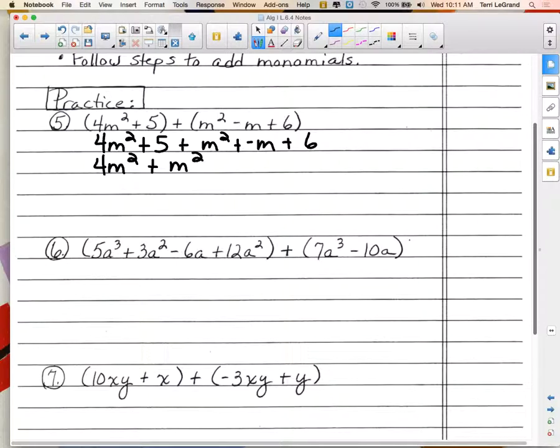What would be next in line? Are there any m's to the first power? Sure. Oh, okay. When I see a negative m, are there any others? Next in line? The constants.